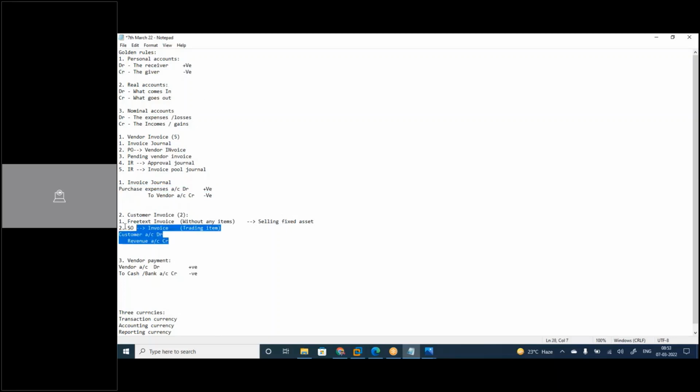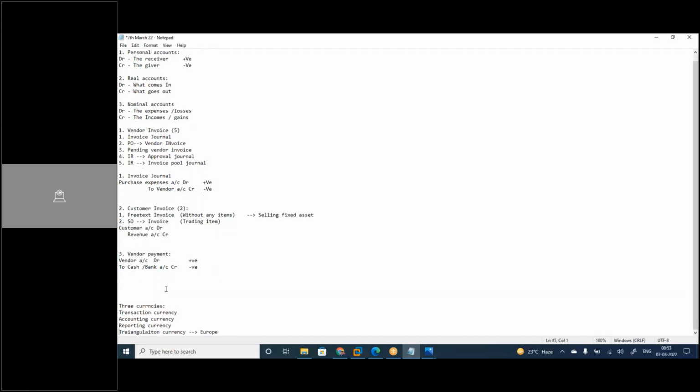If it is a customer invoice, debit the receiver, so the customer account is debited, and credit income or gains, that is revenue. If it is a vendor payment, then my bank balance or cash balance is decreasing, so credit what goes out, and the opposite entry is a vendor debit.